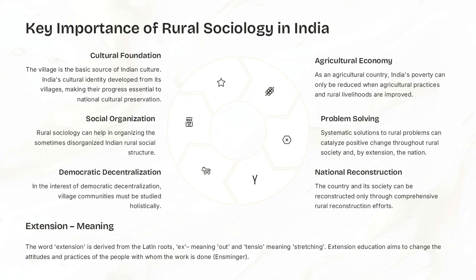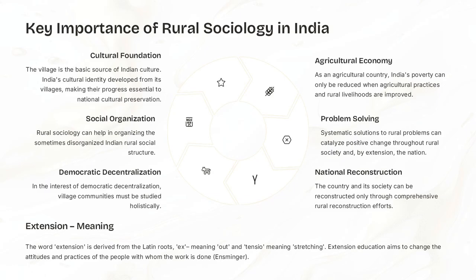Agricultural economy. As an agricultural country, India's poverty can only be reduced when agricultural practices and rural livelihoods are improved. Problem solving. Systematic solutions to rural problems can catalyze positive change throughout rural society and, by extension, the nation. National reconstruction. The country and its society can be reconstructed only through comprehensive rural reconstruction efforts.